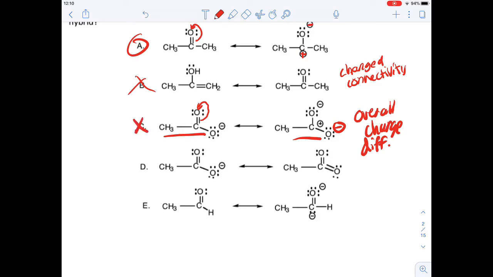Looking at D, this one is very, very obvious what is wrong with it. Carbon can only have 4 bonds. It cannot have 5. That's an expanded octet. So this is impossible, and that eliminates D. And looking at E, this one is actually pretty ridiculous. They just added electrons out of nowhere. Like, they didn't show where it came from. So that makes it pretty easy to eliminate this.